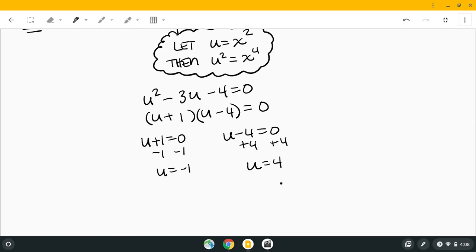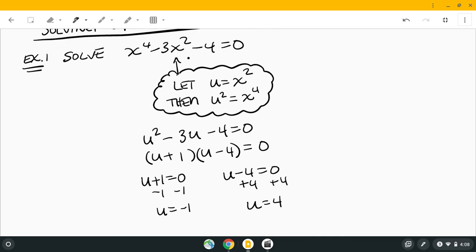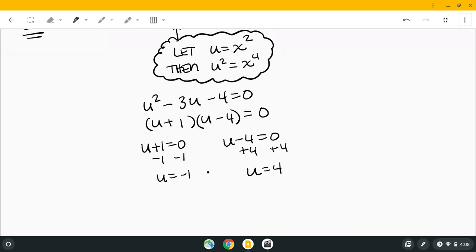But this is not our answer because our variable is not u, our variable is x, right? So then we're going to go ahead and back substitute. So u equals -1. Let's look in here: what is u? x squared. So now replace the u with x squared because we want to bring it here. So now, back substitute.